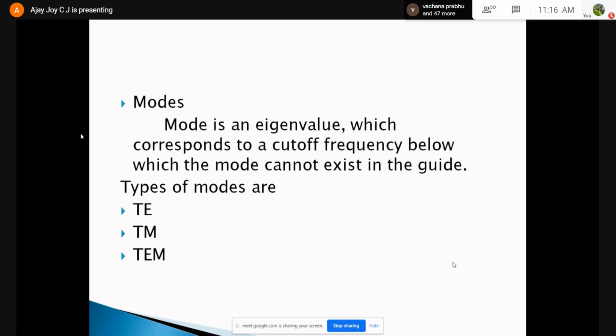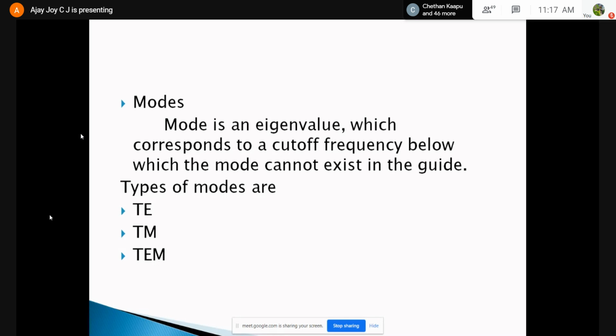The main types of modes are TE, that is transverse electric, TM, which means transverse magnetic, and TEM, transverse electromagnetic. TE mode means the electric field will not have any component in the direction of propagation. That is, Ez will be equal to 0, and Hz will be calculated by C cos(m pi x by A) into cos(n pi y by B).